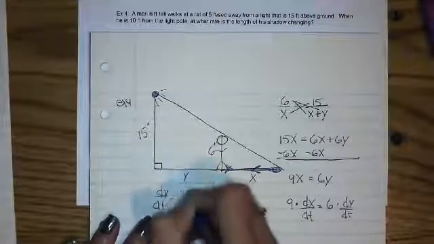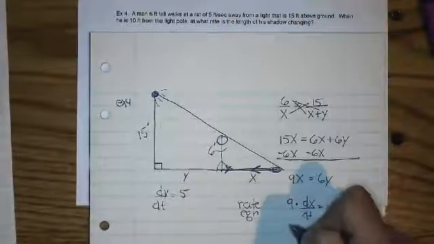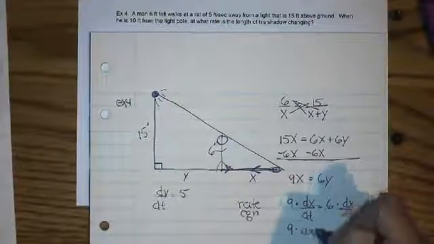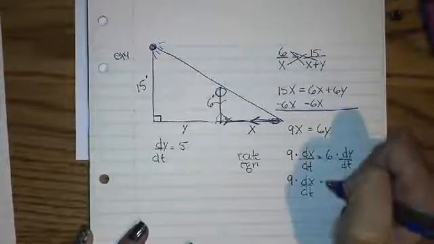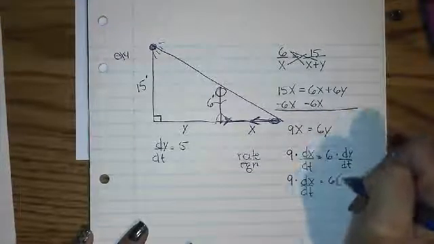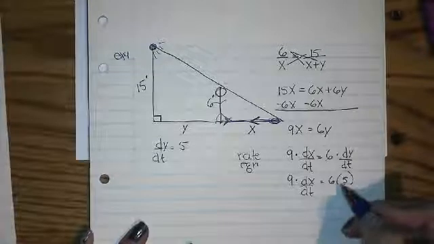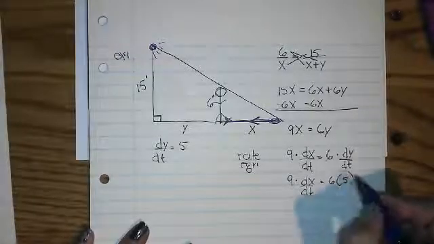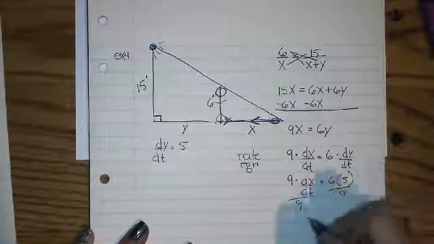As he walks, this distance is increasing. The shadow is growing on its own. We're trying to find that rate. So the dy dt is your 5 feet per second. So it's going to be 9 times dx dt equals 6 times the 5.